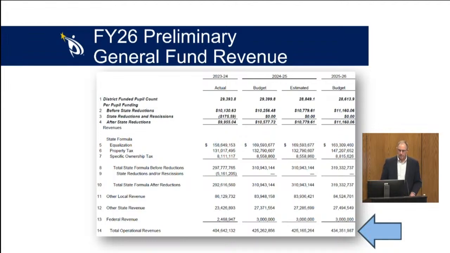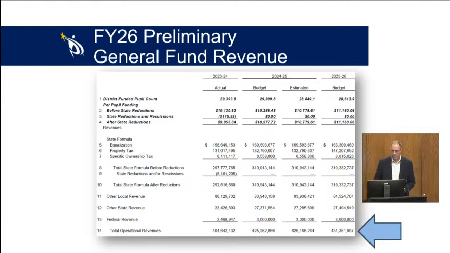All right, so let's talk about the revenue picture. This is page 2, I believe, of your document. This is a screenshot on the screen that shows the overall summary of the district general fund revenue. And it's important to remember that we're going to look now at 100% of the general fund revenue. And I'll talk about different breakouts of what makes up that revenue. But we're going to focus on that far right column primarily. That's the 2025-26 preliminary budget.